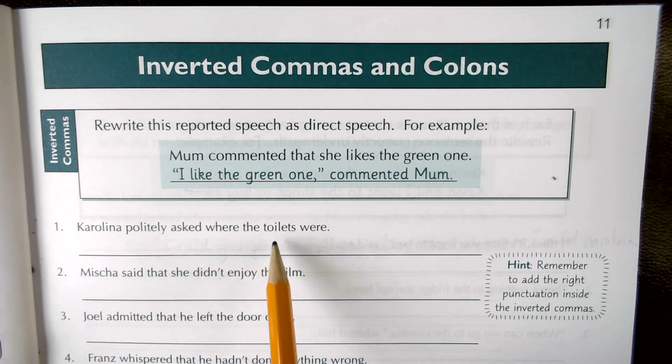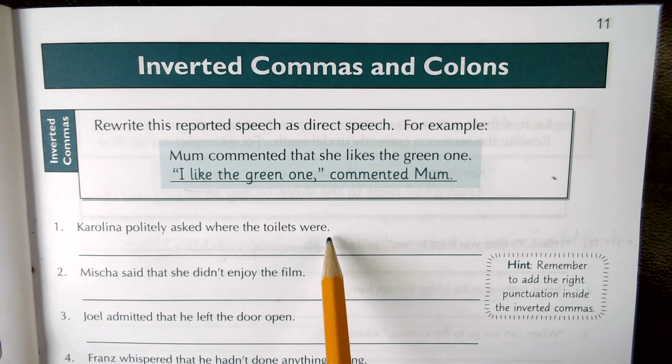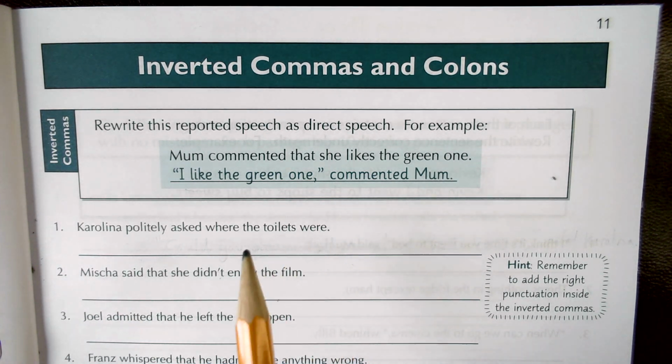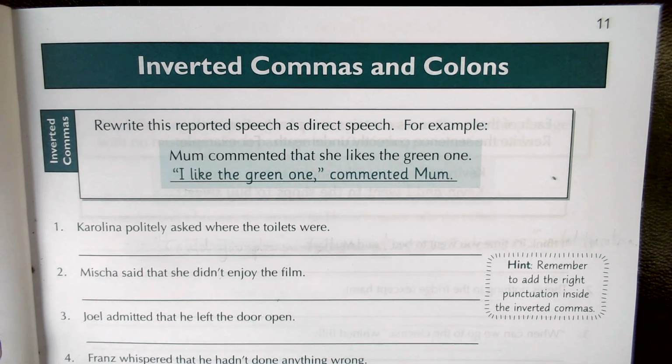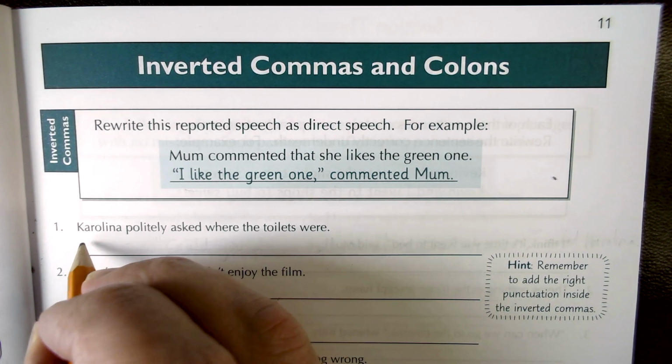If we look at this one, Carolina politely asked where the toilets were. That's reported speech. It's a record of what she said. But what she actually said, the words she actually used, might have been, "Where are the toilets, please?" Or it might have been, "Could you tell me where the toilets are, please?" Or, "Excuse me, could you tell me where the toilets are?" So you see, it's slight variations of what was said, but this record is correct for all three of those variations.